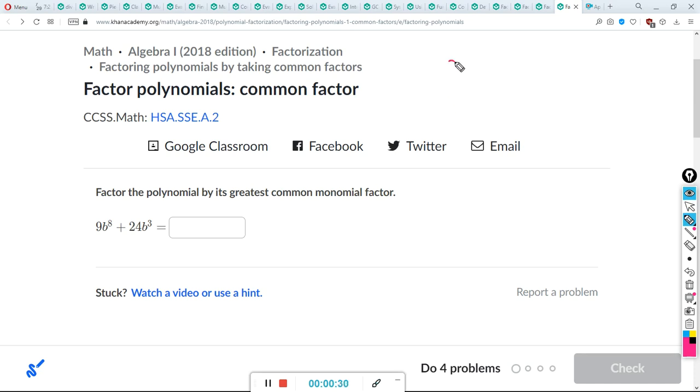Like 8x would be considered monomial, because it's just one term, even though it's 8 multiplied by x. All right. So anyway, we have 9b to the 8th plus 24b to the 3rd.